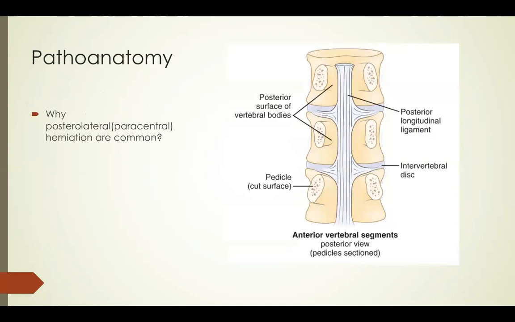So this is the pathoanatomy. Why are disc herniations more common posterolateral? This is the reason why. If you take out the lamina, you can see this on this side. These are the pedicles. There's a disc in between, and this is your posterior longitudinal ligament, which is a strong structure. Whenever the disc herniation comes out posteriorly, it usually comes out on the other side of the posterior longitudinal ligament, because you have a very strong posterior longitudinal ligament. That's why posterolateral herniations are more common than central herniations.